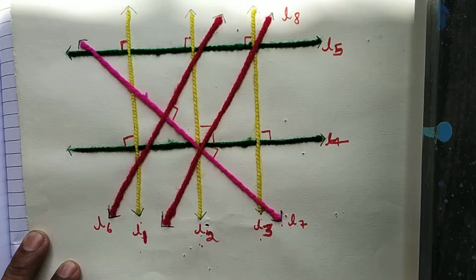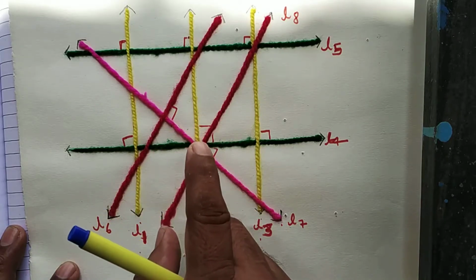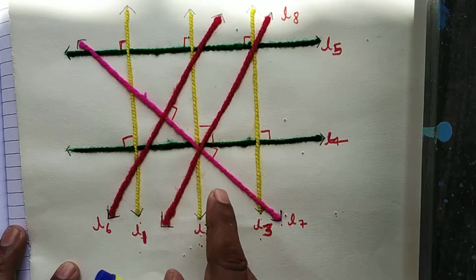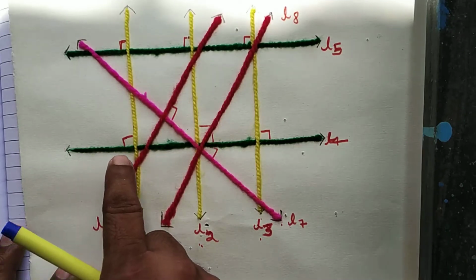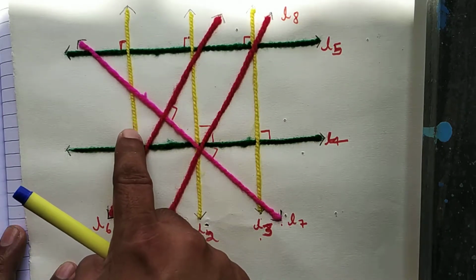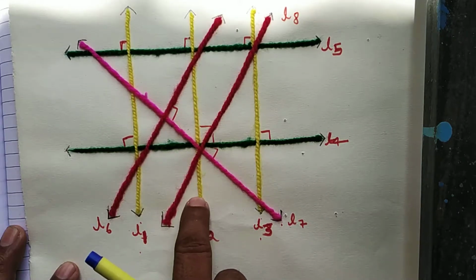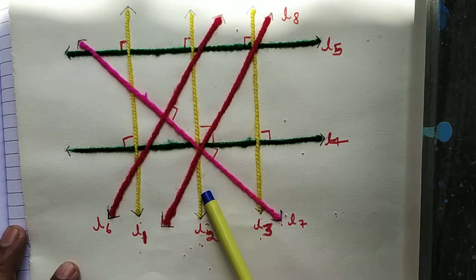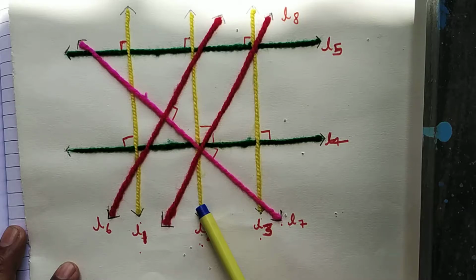Topic is observations. Now we check whether the relation is reflexive or not. We see in this figure that no line is perpendicular to itself. Suppose L1 is not perpendicular to L1, L2 is not perpendicular to L2.